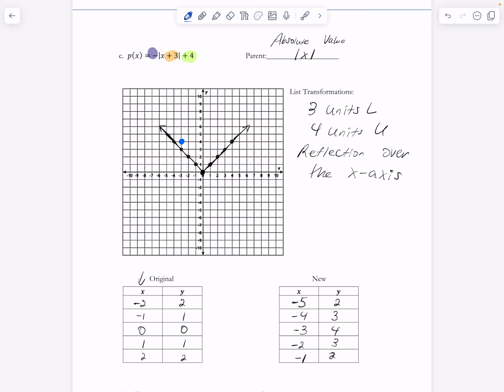Now, because we're reflecting over the x-axis, I'm going to make this V upside down, or like an A. And if you were to look in my table and look at these blue points that I just plotted, these are the points that I just plotted. I know I plotted a few extra, but I did plot -5, 2, -4, 3, and so on and so forth. So anyway, there is this new function opening down. Okay, so that is the absolute value function.